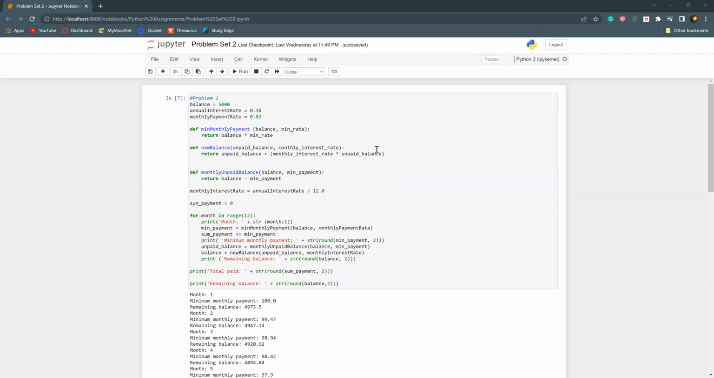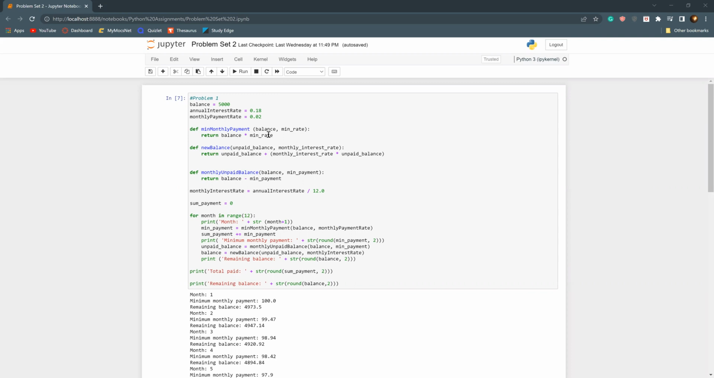Okay, here we have problem set one, where we have to find the amount of the minimum monthly payment when the balance is 5,000 and the interest rate is 0.18 and the monthly payment rate is 0.02.